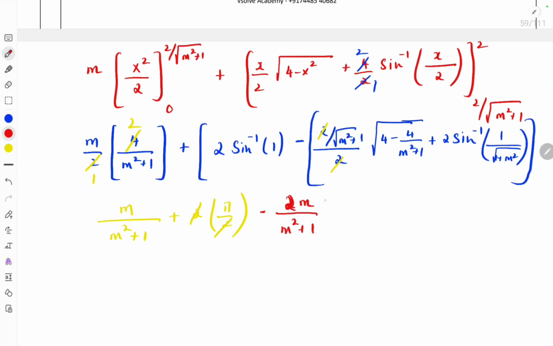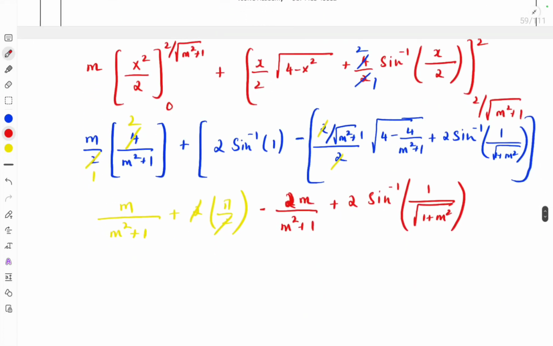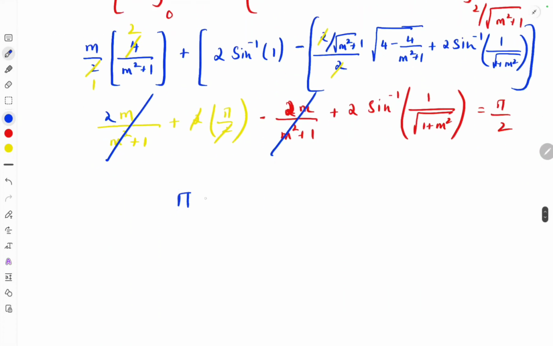So after this will be plus 2 times sine inverse 1 divided by root of 1 plus m square, and this entire thing, the area is given in the question itself, the area is given as pi by 2. And here if we see, this is m divided by 2m divided by m square plus 1, and here minus 2m divided by m square plus 1 is there. This and this will get cancelled. So it means here we have pi plus 2 times sine inverse 1 divided by root of 1 plus m square equal to pi by 2.